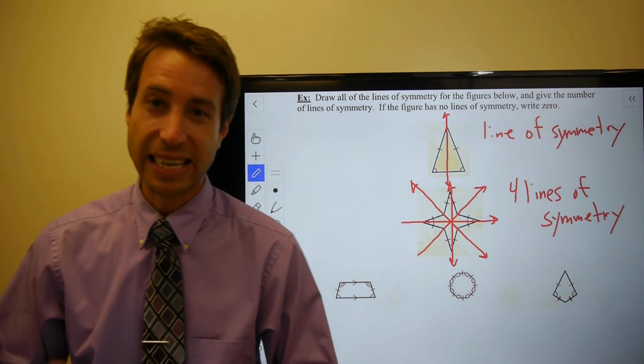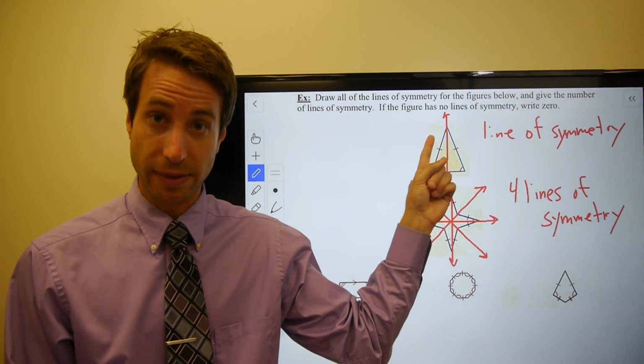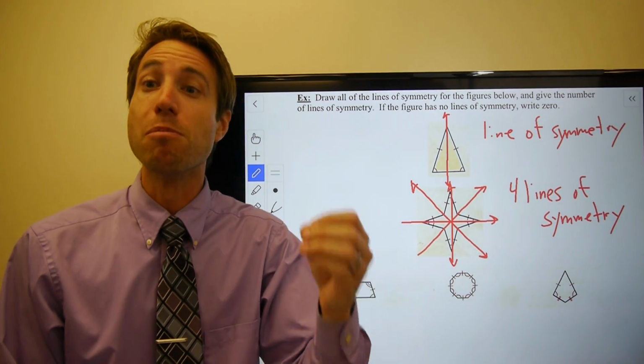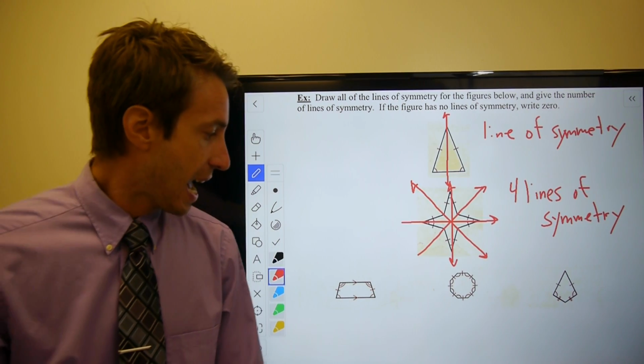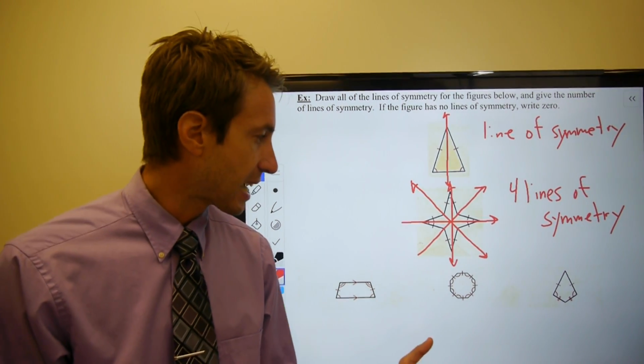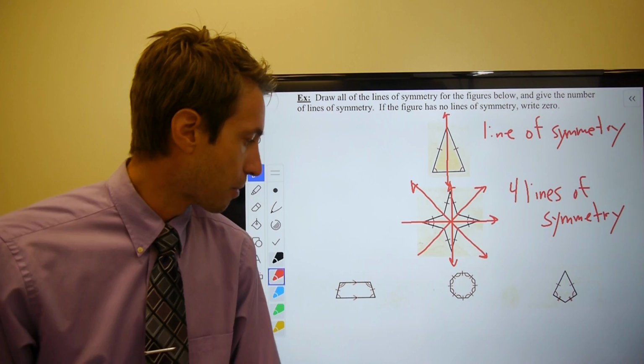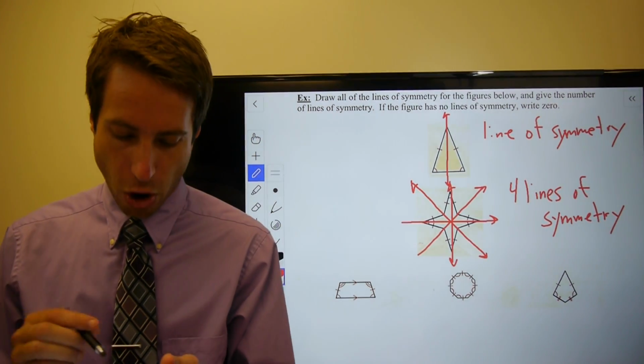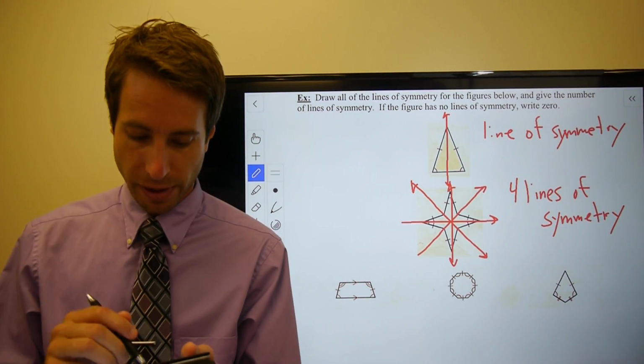So here's what we've seen. It's possible for an object to have one line of symmetry. It's possible for an object to have more than one line of symmetry. And then we come down to a couple of these down here. So here we go, just a few more example problems. Run through it, see if you can find all of the lines of symmetry.